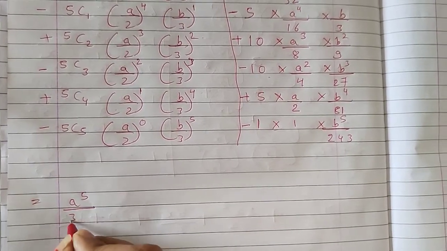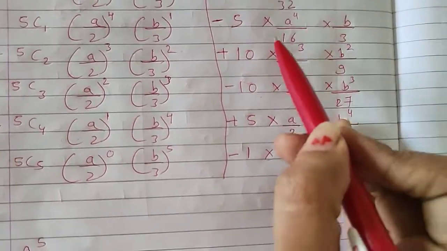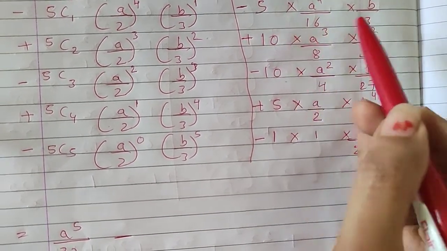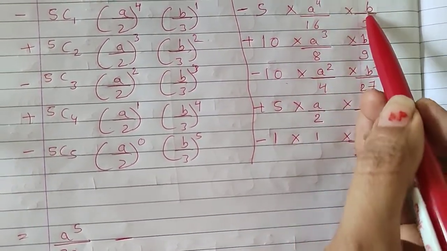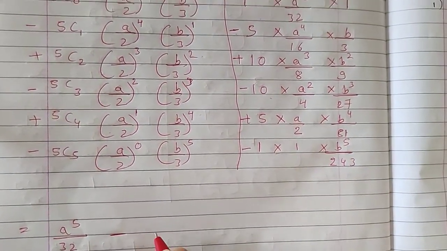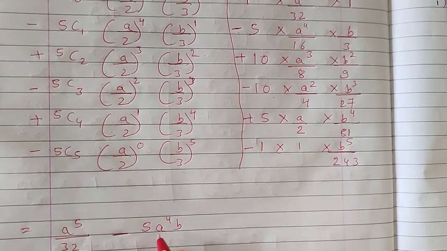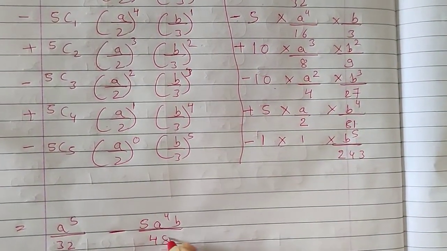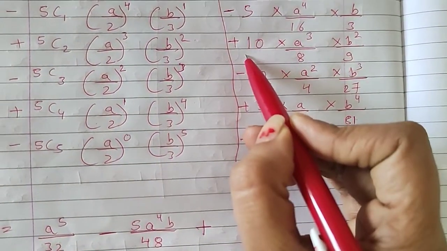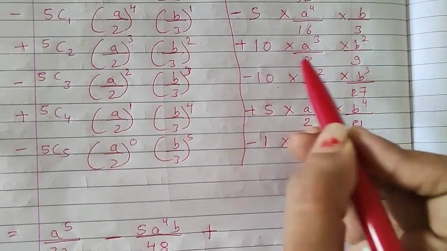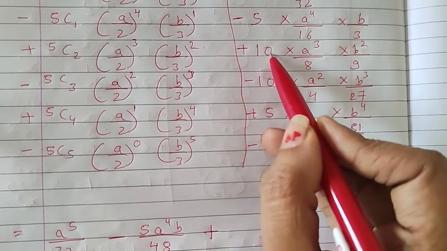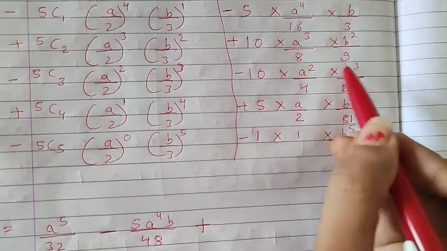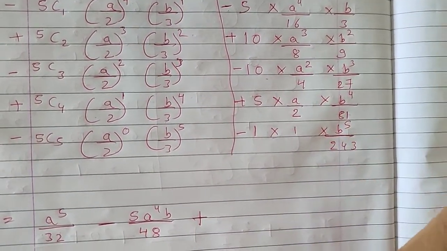So that is equal to, now first term, that is a raised to 5 upon 32 minus, now here 5, nothing will get cut. So 5 a raised to 4 b upon 16 into 3, 48 plus next term. Now here what will get cut? 2 4s are 8 and 2 5s are 10, right? Or directly first we can solve and then at last we can cut.